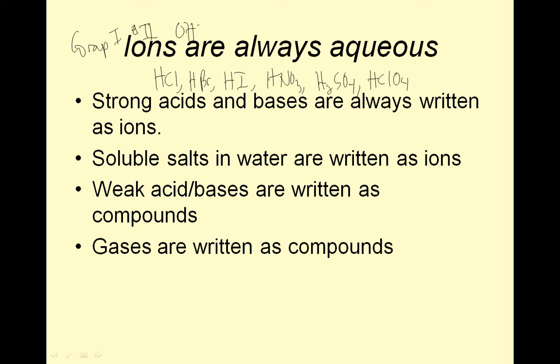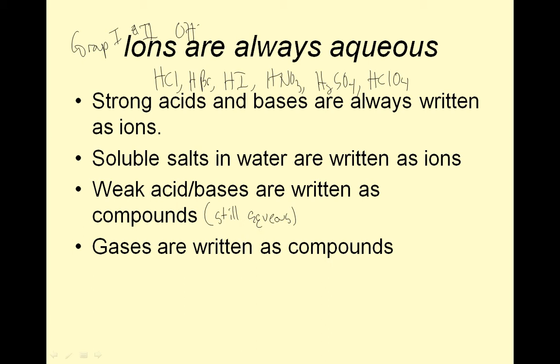Okay. Soluble salts in water are written as ions. So as long as you know it's soluble, you write it as an ion. Weak acids and bases are written as compounds. Still aqueous, but just not ions. Gases are written as compounds. They are also still, gases, usually you almost never have a gas dissolved, but that's it.